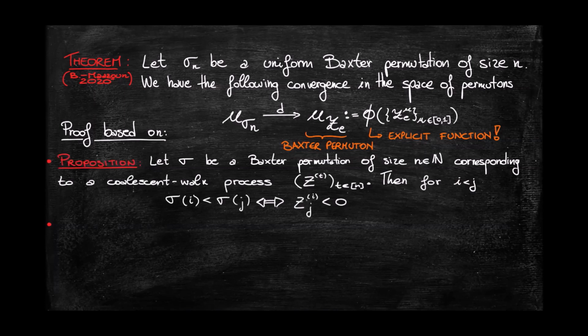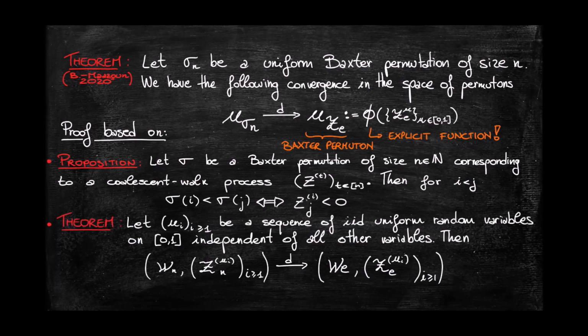The proof is based on the following two results that we have already seen. The first one is the fact that we are able to read patterns in permutations from the associated Coalescent-Walk process. And the second one is a slight generalization of the previous result of convergence of discrete Coalescent-Walk processes to the corresponding continuous version. Let me finish my talk with some final comments.